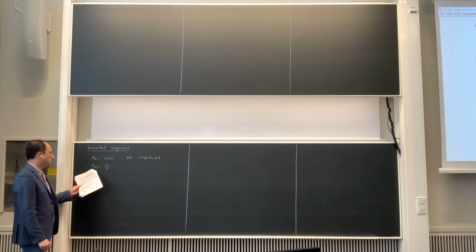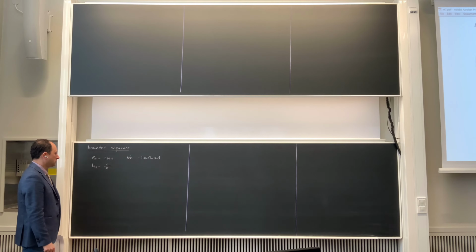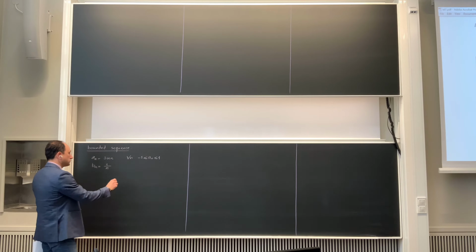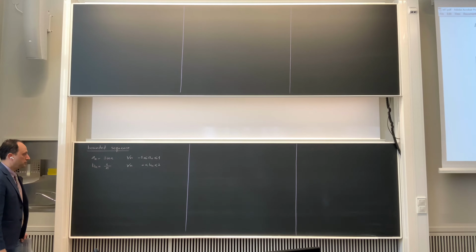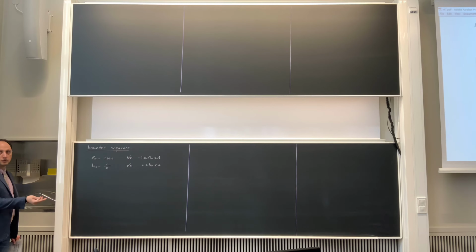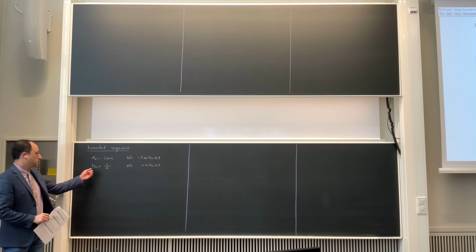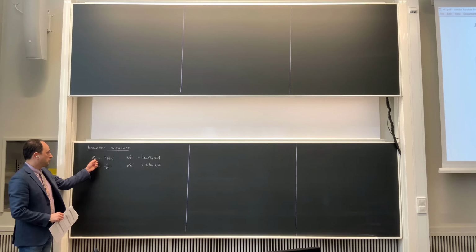That is also a bounded sequence. Why? Because for every n, 1 over n, which is your b_n, is definitely smaller than 2, for example, and definitely positive. So you see that all values of b_n are between 0 and 2. So this is a bounded sequence.